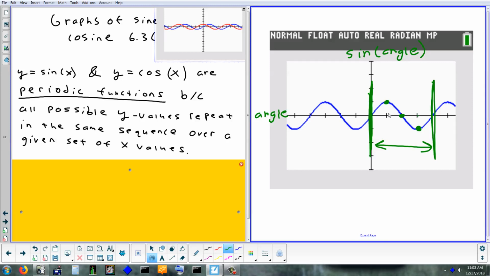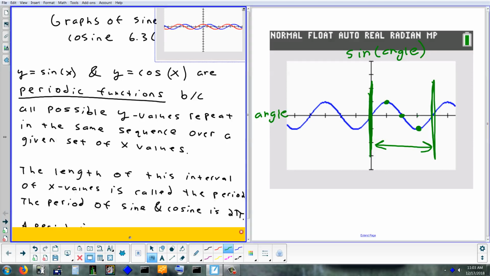Right? And we're going to do a lot of this in radians. So instead of each mark being 90 degrees, it's going to be pi over 2, because pi over 2 is the same as 90 degrees. All right.